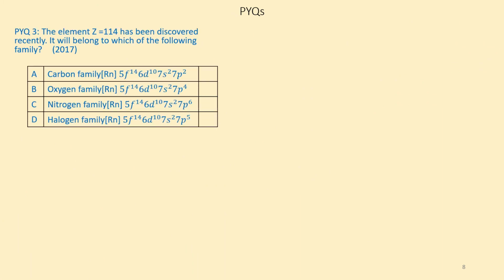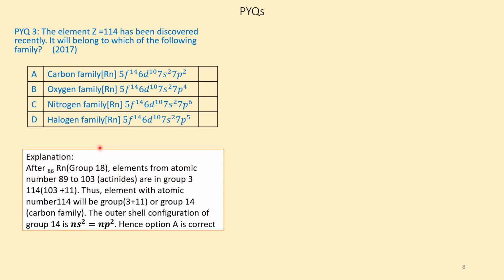Next question. The element Z equal to 114 has been discovered recently. It will belong to which of the following families? Carbon family, oxygen family, nitrogen family and halogen family are shown, and their electronic configurations are also given as option A, option B, option C and option D. You have to mark the answer correctly.